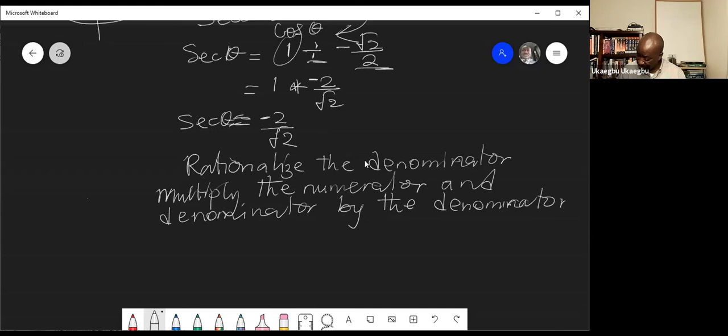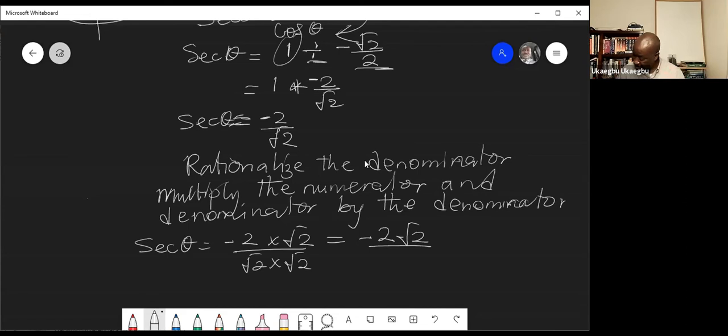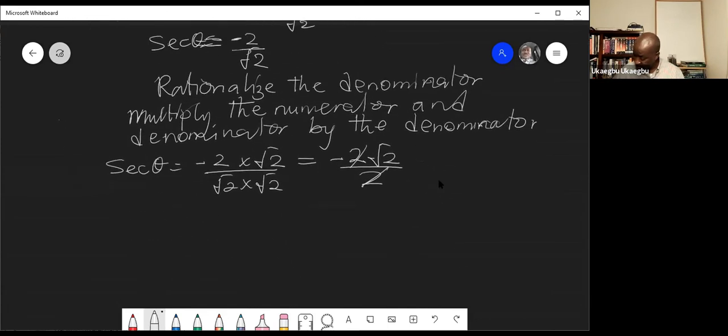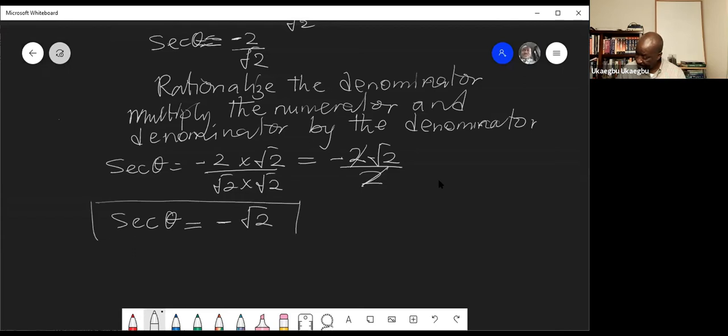So what that means is sec theta will give us negative 2 times square root of 2 divided by square root of 2 times square root of 2, which gives us negative 2 square root of 2 over negative square root of 2 times square root of 2 gives you square root of 4. And square root of 4 is 2, which is over 2. And then you cross out. Your final answer for secant theta is going to be negative square root of 2. Final answer.